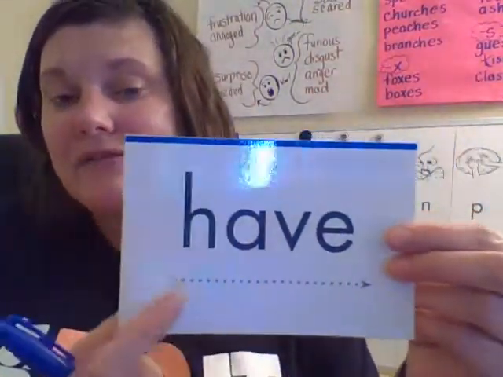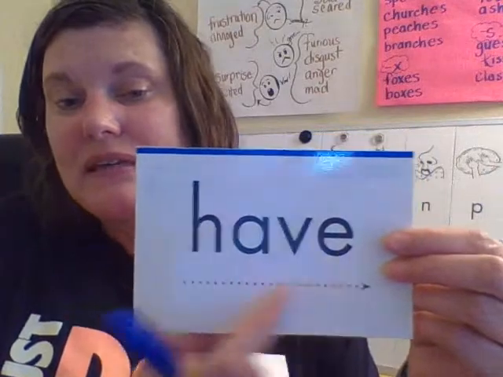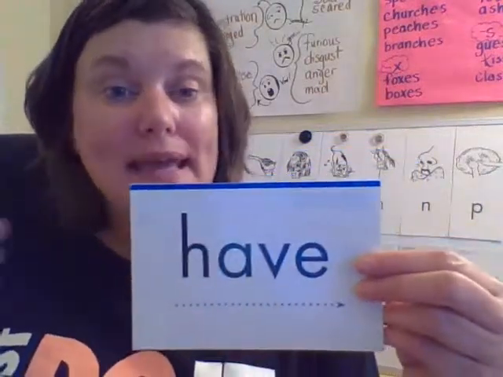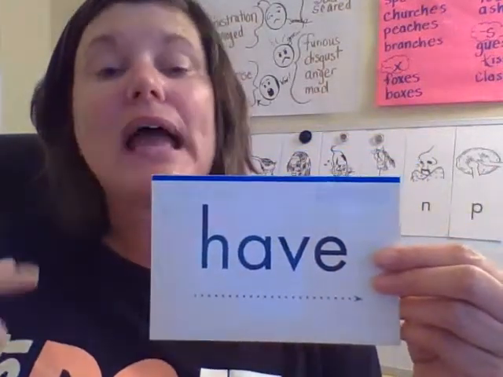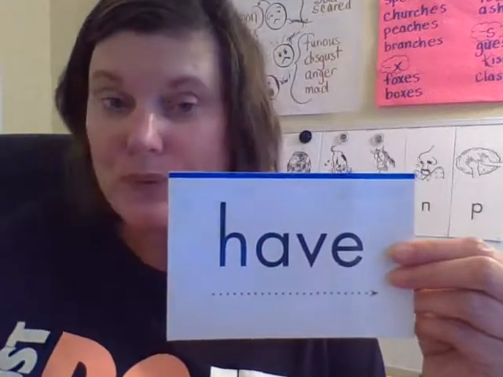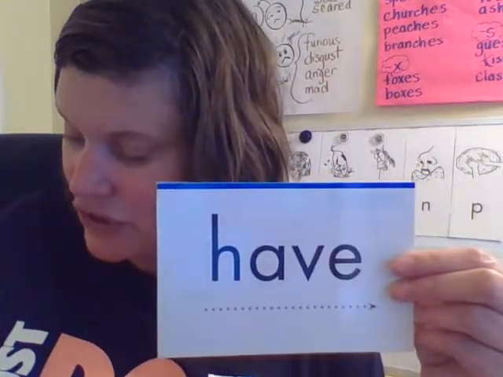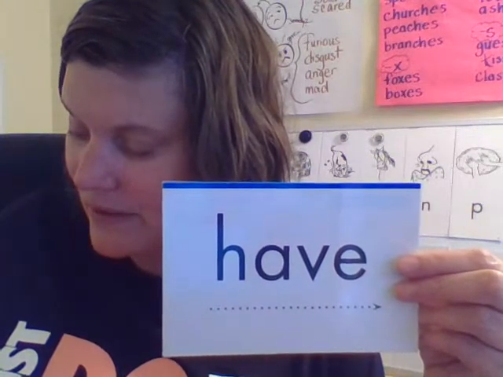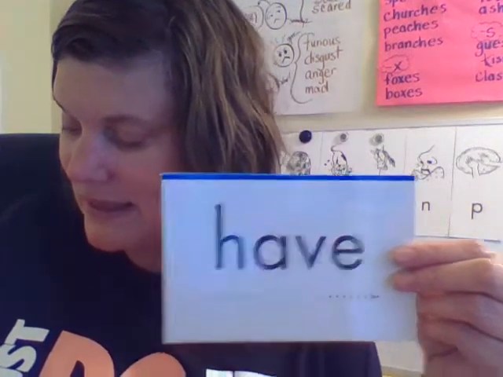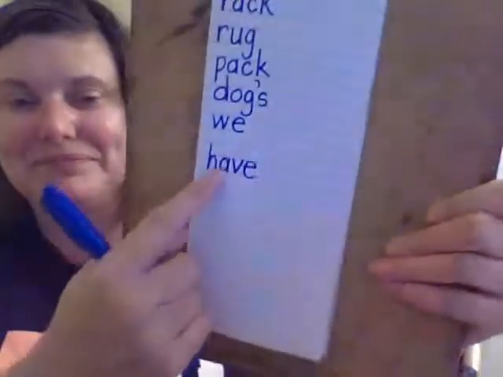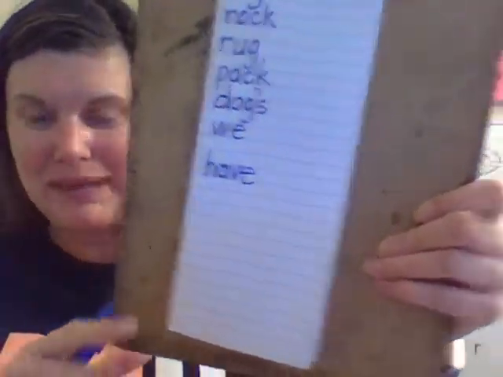The last word we're going to spell is have. H-A-V-E, have. Again, say the letters as you're spelling it, so we see it, hear it, and feel it. Have. H-A-V-E, have. Good job, Lions.